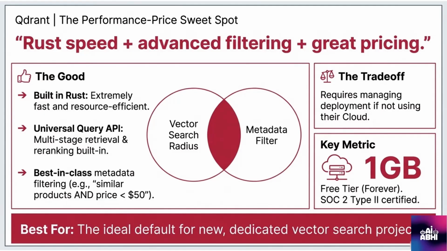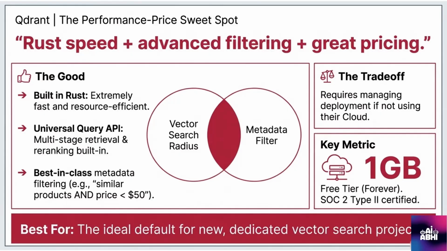The standout feature is the universal query API, so you can do multi-stage retrieval in a single query request. Fetch candidates with a compressed vector, then rescore them with the full vector or even a ColBERT model. So that's re-ranking built into the database layer.